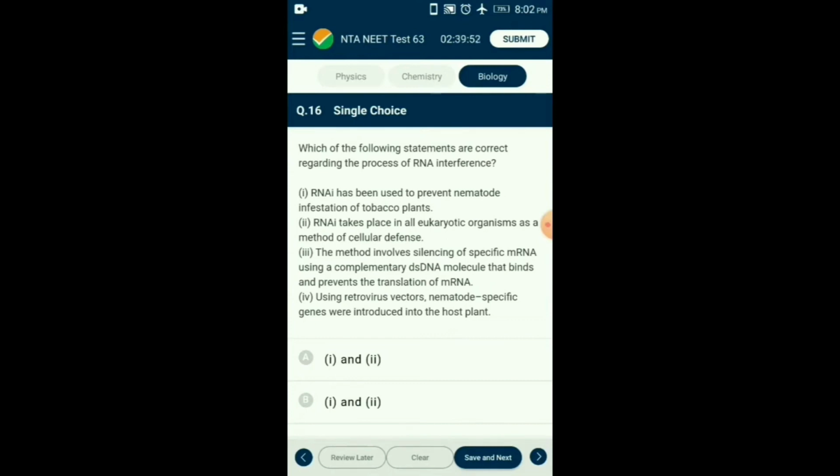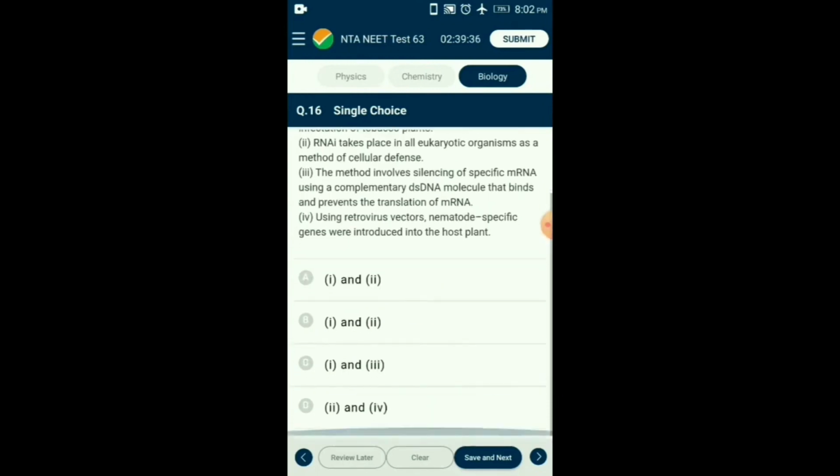RNA interference is a gene silencing method where the mRNA of the parasite is destroyed. So no protein is formed, resulting in the death of the parasite in the transgenic plant. So the answer for this question is option A. From the given four statements, statements 1 and 2 are correctly given regarding the process of RNA interference.